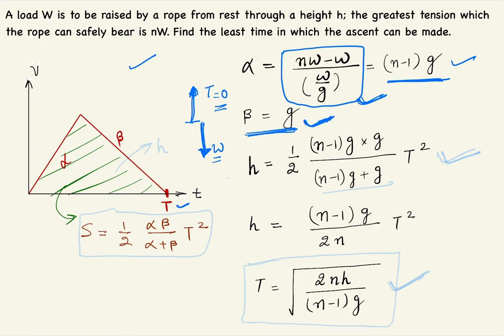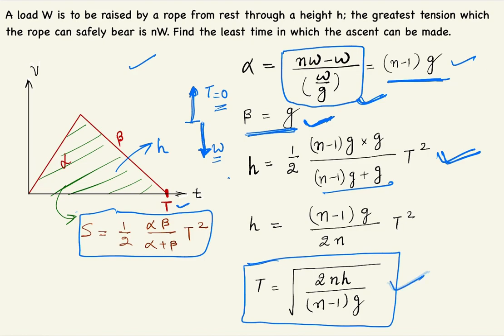Okay, so putting the values of alpha and beta in this expression, and the displacement is h. Okay, so putting the values, we get h equal to half (n minus 1)g into g upon (n minus 1)g plus g, into T square. So now by simplifying this expression, you will get the minimum time, the least time which will be taken to raise this block to height h. Thank you.